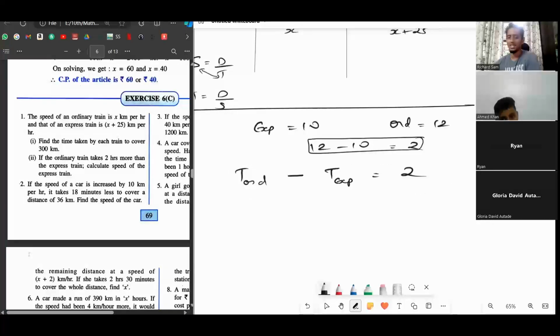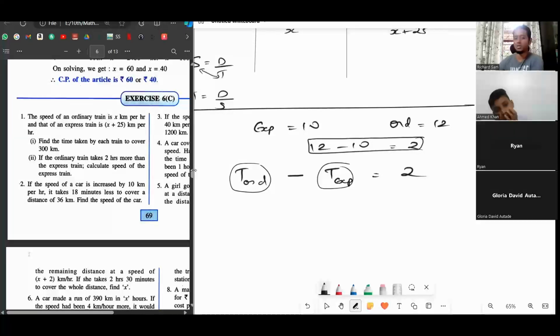Okay? Which one takes more time, ordinary train or express train? Ordinary train, because it is slower. So the slower one takes more time. So always put the one that has the bigger time on the left and the smaller time on the right. 12 minus 10, not 10 minus 12. So when you write this, be very careful that you put the one that takes more time on the left and the train that takes less time on the right.